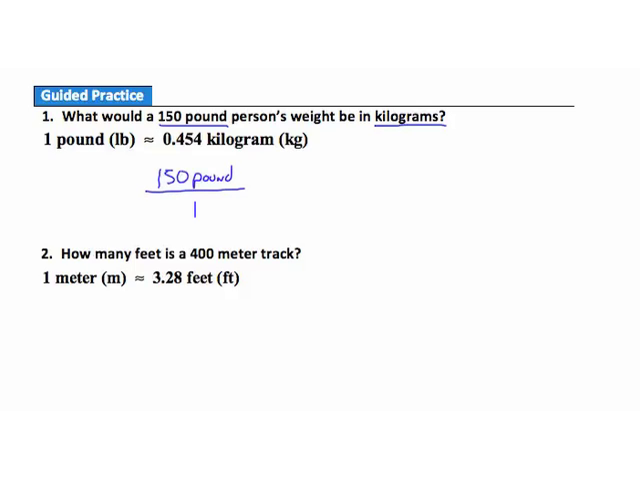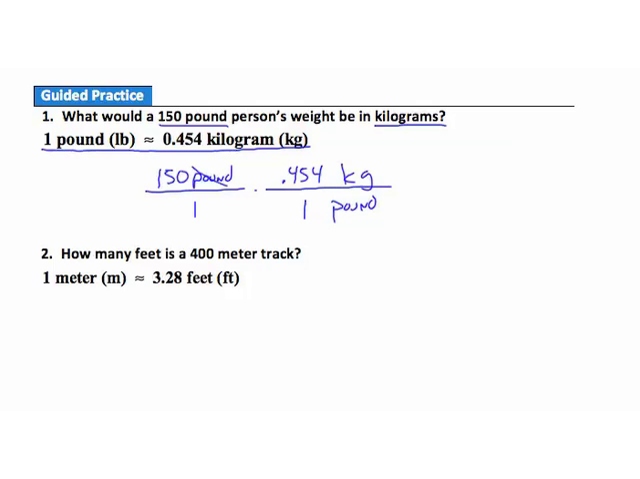So we put it over 1. I want to multiply by a unit fraction here that is going to divide out those pounds and introduce kilograms. And our conversion is right here. 1 pound equals 0.454 kilograms. So 1 pound equals 0.454 kilograms.